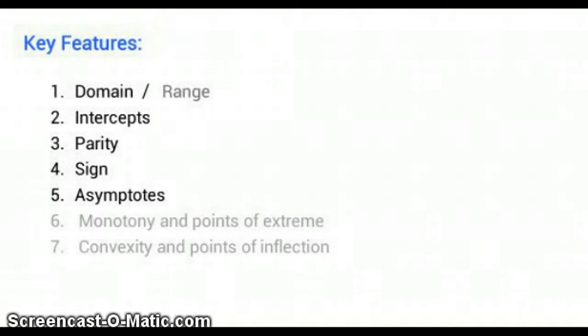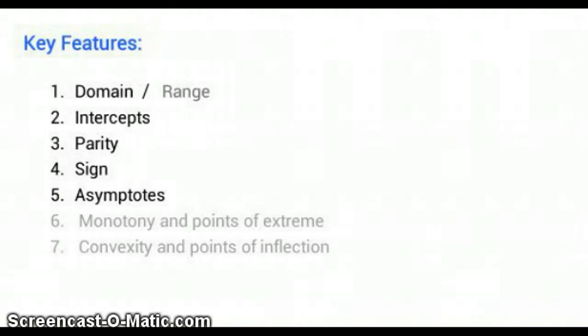So for example, you might have a question that will state find the domain of the function, or find the intercepts of the function, or just find the x-intercepts of the function, or study the sign. So in this video I'm going to just present roughly what each of these key features represent.